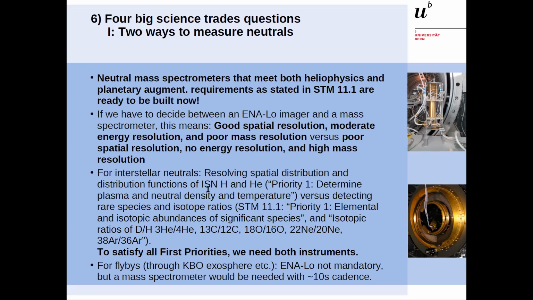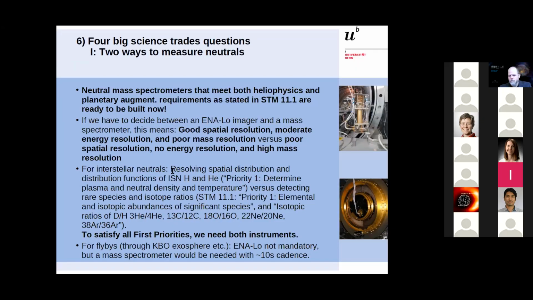What does this mean for the Science Traceability Matrix? If we look at the requirements for interstellar neutrals, we see that we should resolve spatial distribution and distribution functions of ISN hydrogen and helium. That's a priority 1. But on the other hand, we also have a priority 1 here: elemental and isotopic abundances of significant species and isotopic ratios of D over H, 3He over 4He, and so on. If we take this at face value and we say we want to satisfy all first priorities, we need both instruments. If we want to satisfy all first priorities.